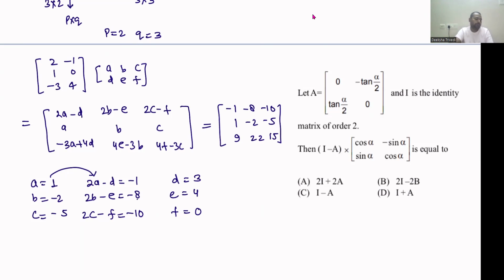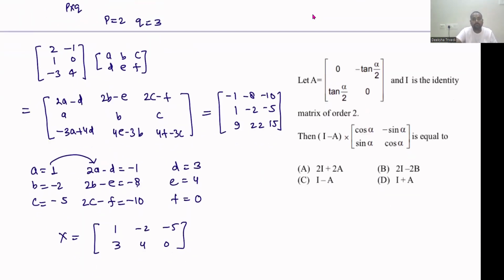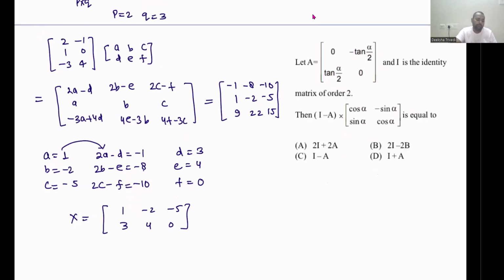Correct, no? Yes, sir. So what X matrix did we get? A, B, C, D, E, F. Am I correct? One second, sir. Yes, sir. Good. Now solve the last question. This one.